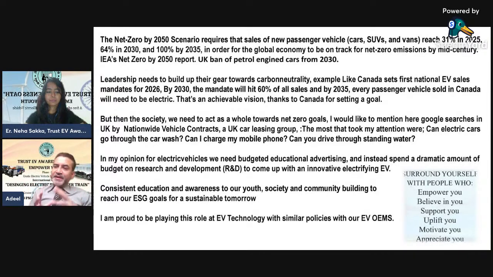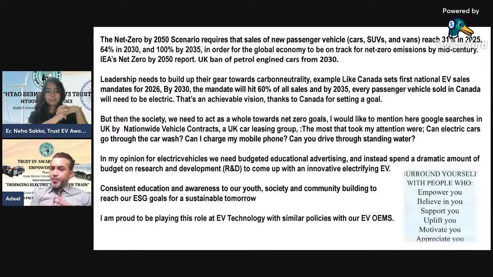We cannot leave everything to the state. We cannot ask everything and expect the state to design an Armageddon and give it to us on a golden plate. It cannot happen. You're living in a natural world. You need to act as a society as well. So this small survey from Google searches in the UK tells us the behavior of society, how we think and what our perception is of electric cars.